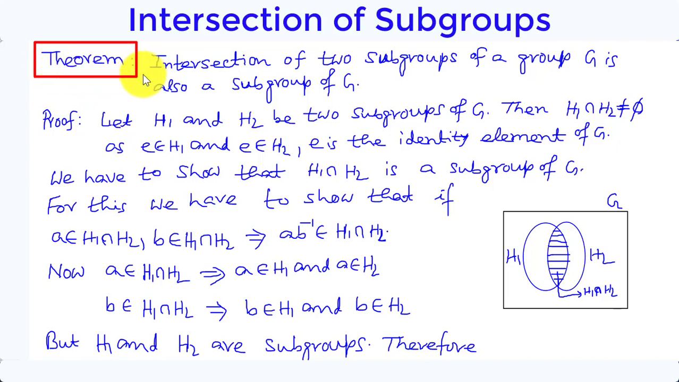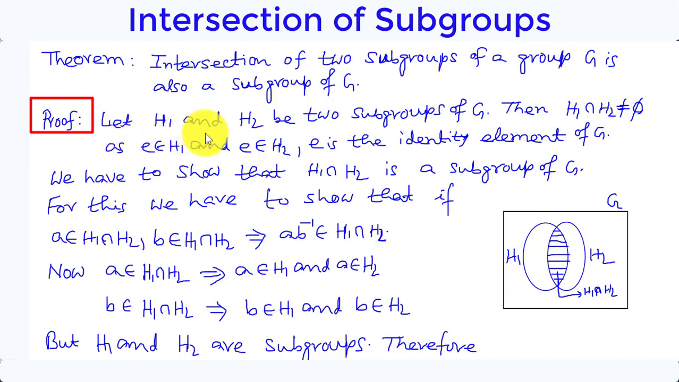Theorem. Intersection of two subgroups of a group G is also a subgroup of G. Proof.